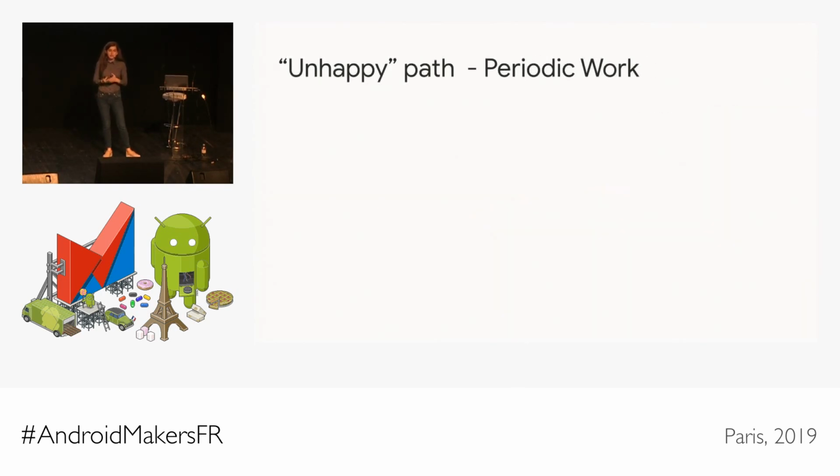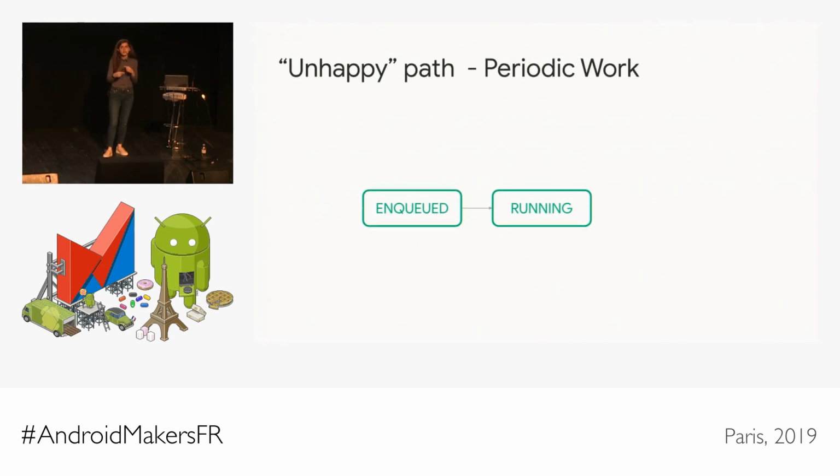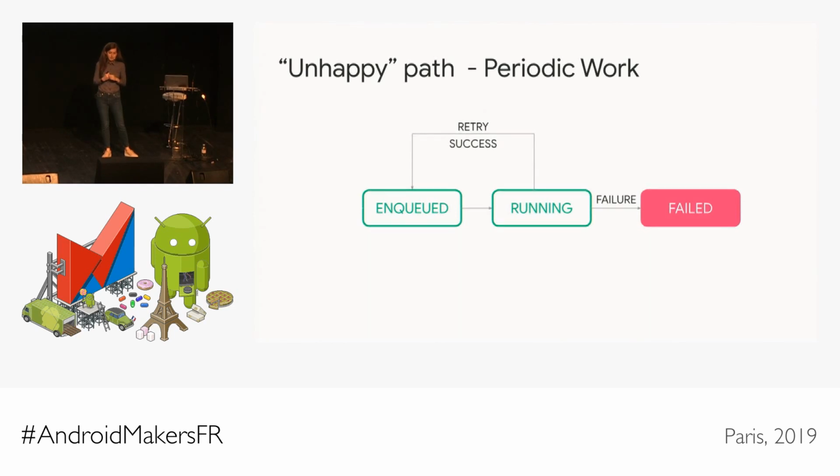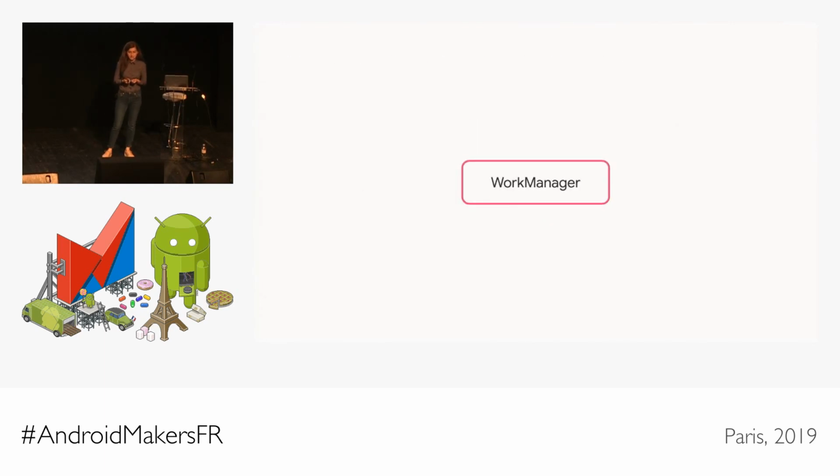An unhappy path for a periodic work looks a little bit different because the periodic work will continue to run, and so we will not get a final state on the succeeded side. So the task will continue to run and retry. So in the case we have success, it continues, and if we have a failure, it will go to the failed state, and if it's cancelled, it will go to the cancelled state.